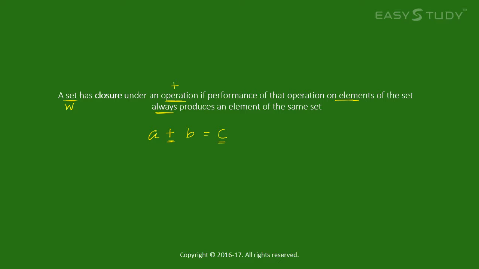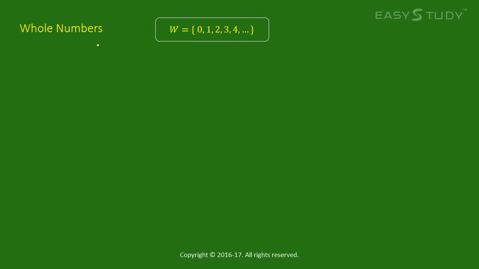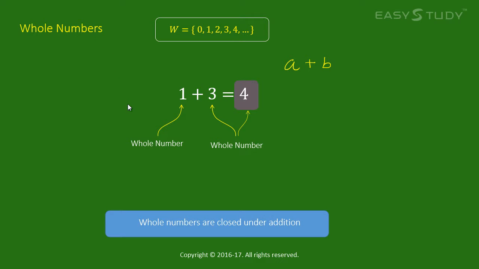Okay, let's start with whole numbers. Whole numbers W is equal to 0, 1, 2, 3, 4 up to infinity. Now let's pick two whole numbers, 1 and 3. If you perform addition on these two numbers, the result, 4, is also a whole number. In fact, if a and b are whole numbers, a plus b is always a whole number. Hence, whole numbers are closed under addition.